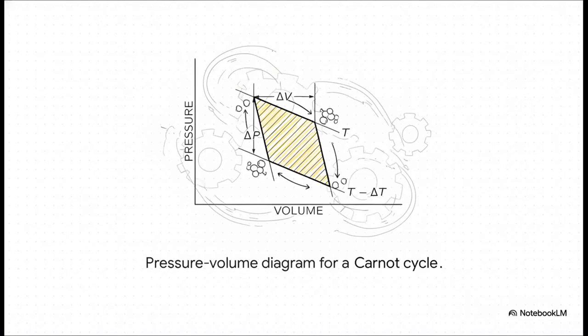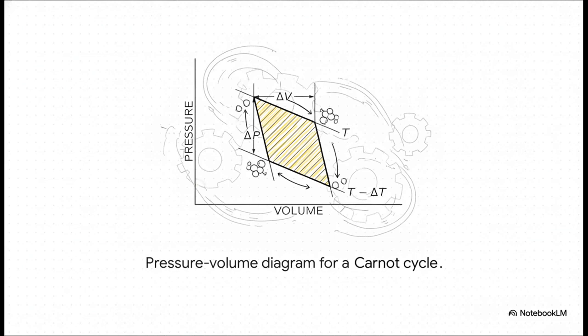But I promise you, if we use just a tiny bit of basic geometry, we're going to forge a tool of immense power. Take a look at this pressure-volume diagram for a Carnot cycle, which is basically a theoretical engine. Those curves marked with a T are isothermal lines, meaning the temperature stays completely constant. And the steeper lines are adiabatic, meaning no heat is sneaking in or out.